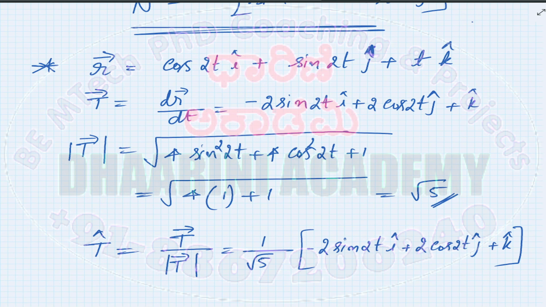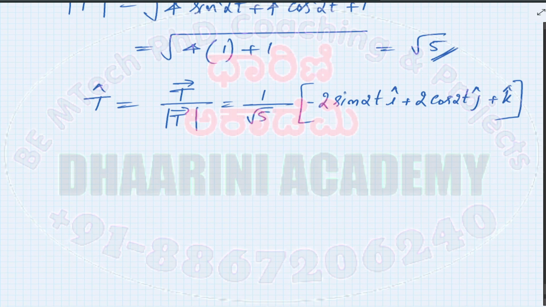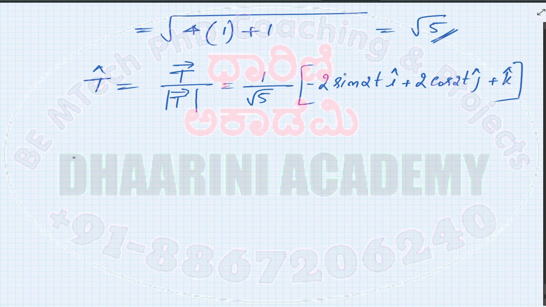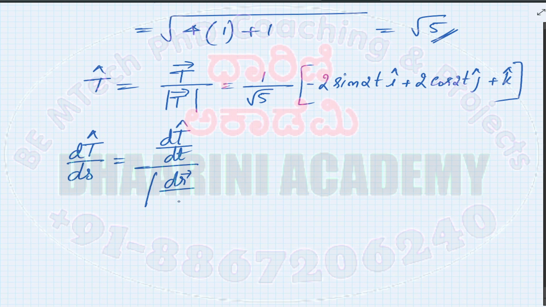So what is my next requirement? My next requirement is I am supposed to calculate this same function, and I am supposed to calculate the dt by ds. So how to calculate the dt by ds? So that is dt cap by ds is nothing but it is dt cap by dt whole divided by magnitude of dr by ds. So dt cap by dt can be calculated by simply differentiating the above term.